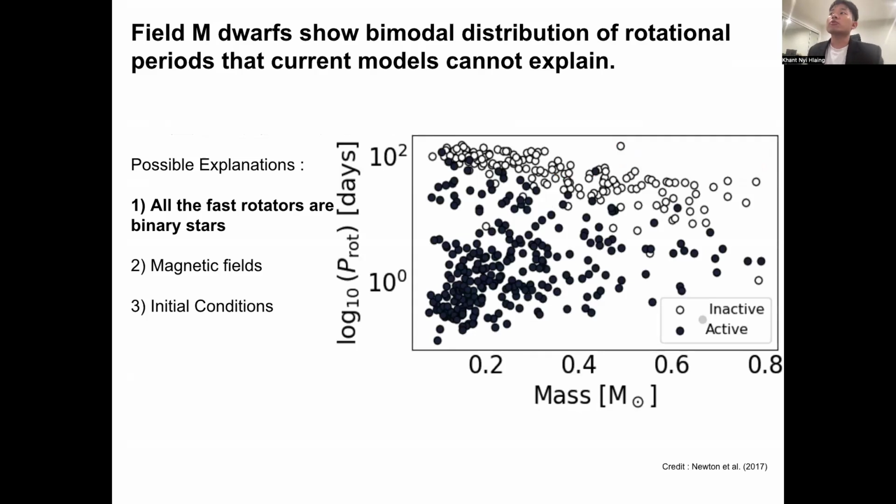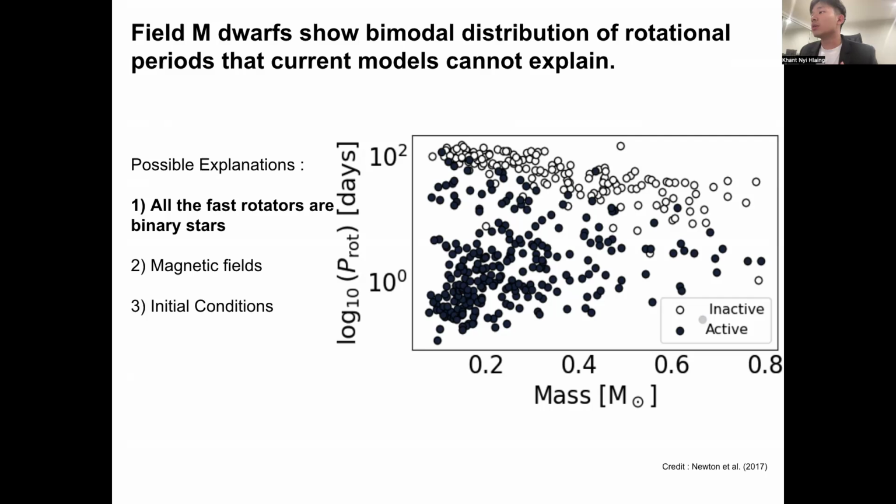So this is a few M dwarf samples showing a bimodal distribution of rotation periods that current rotation period evolution models cannot explain. If you look at the scatter plot, we'll see the rotation periods on the y-axis. On the x-axis, we have mass, color-coded by magnetic activity. According to the picture, you're going to see two trends, one that is the slow rotators and then the fast rotators.